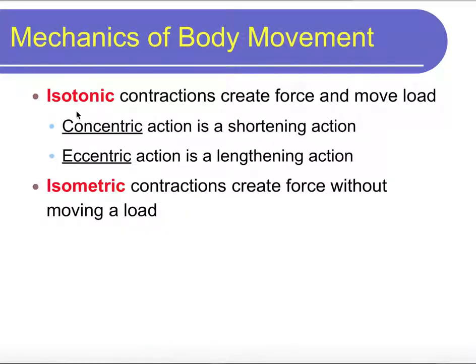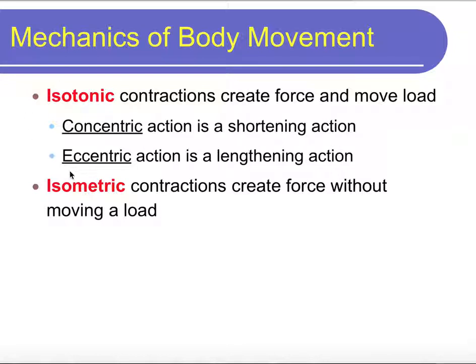Now, let's take a look at the different types of contractions we can produce with our skeletal muscle. We have isotonic and isometric. Iso means same. So in this case, tone is the same and the length can change. An isotonic contraction is where you're going to change your muscle length. And when we change length, we can change it two ways. We can get shorter or longer. When your muscle gets shorter during a contraction, that's called a concentric or shortening contraction. If it gets longer, it's called an eccentric or lengthening contraction.